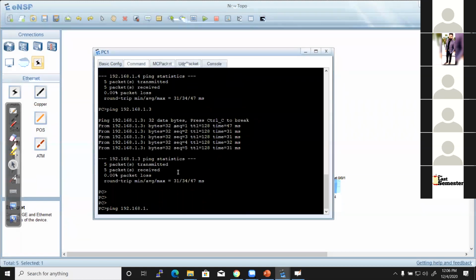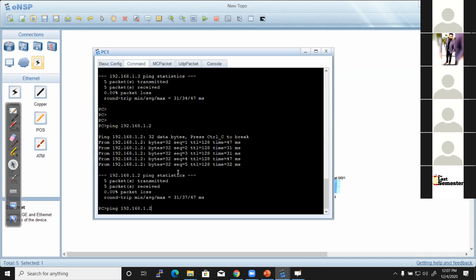I'm sitting in PC1, which is 1.1, and from here I will try to communicate with 1.2. Yes, there is 1.2, because they are in the same VLAN, VLAN 10. See, the reply is coming.